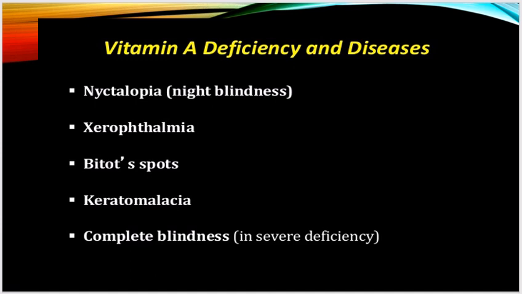The deficiency of vitamin A produces a certain group of diseases. Number one is nyctalopia, that is night blindness, then xerophthalmia, Bitot's spots, keratomalacia, and complete blindness in the case of severe deficiency.